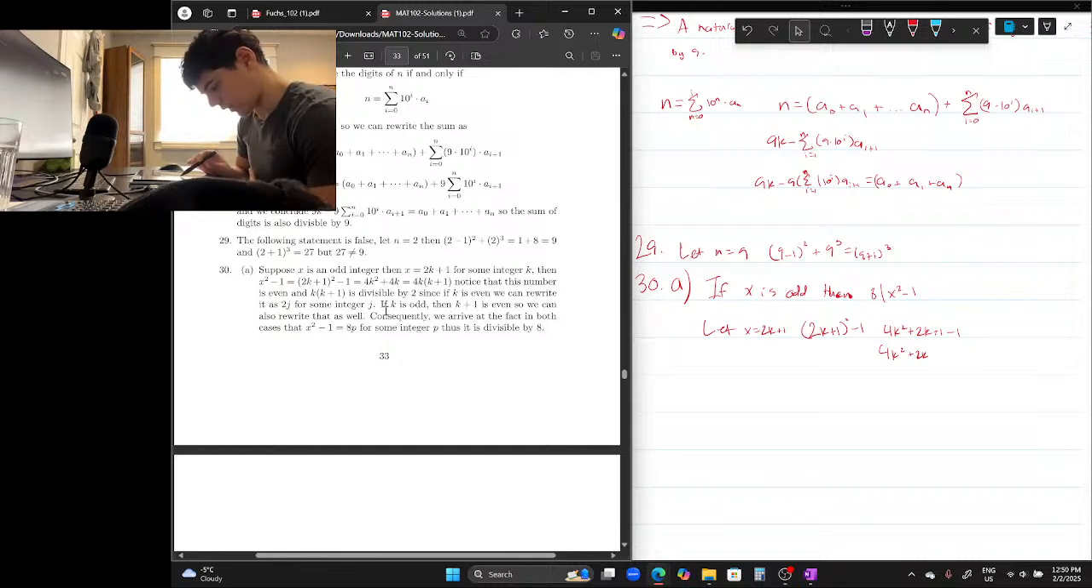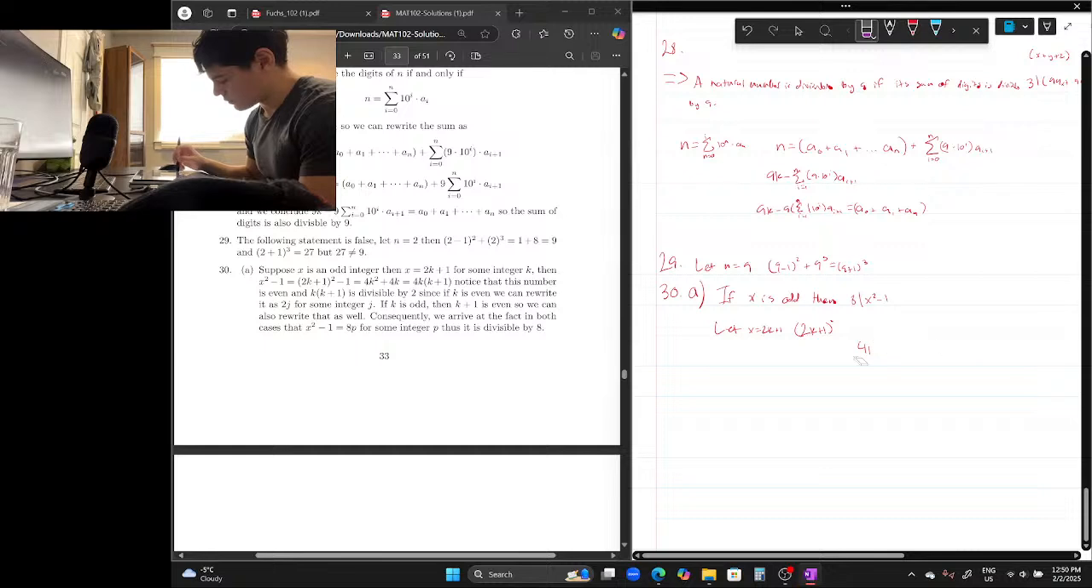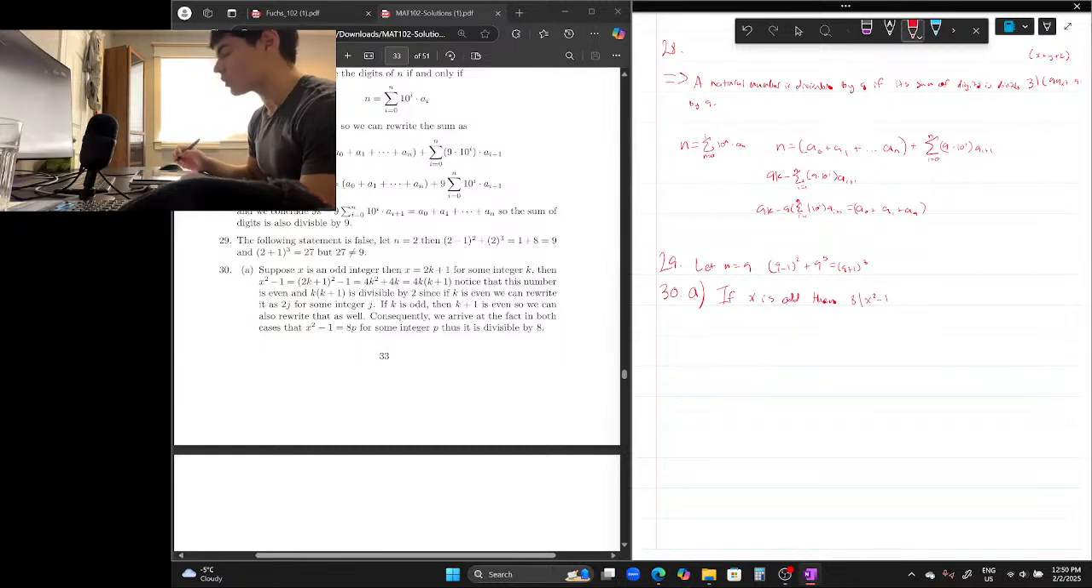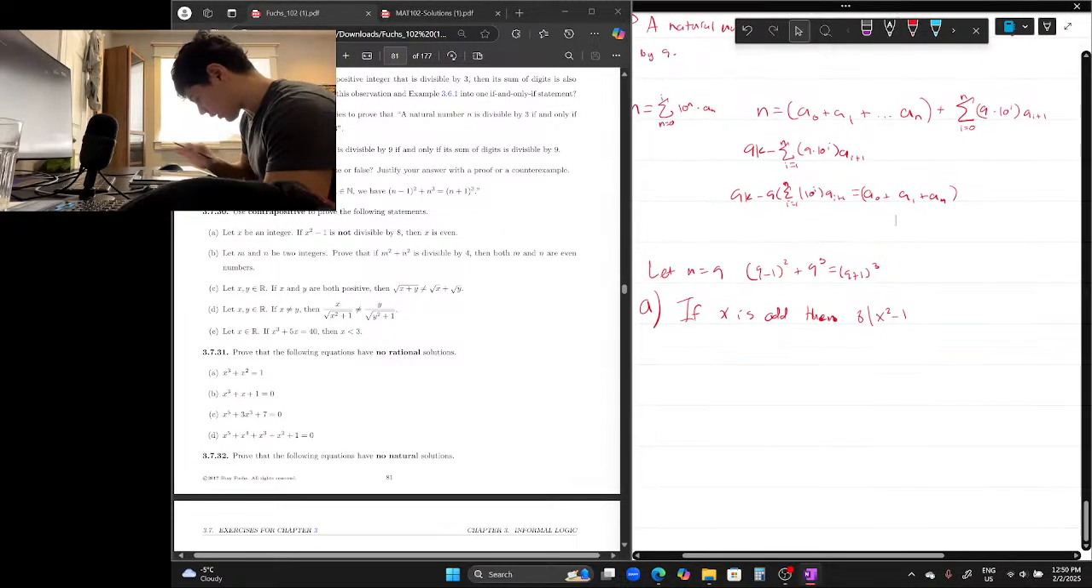Okay. If k is odd, then k plus 1 is even. We arrive at the cases that x squared minus 1 is equal to AP. Okay. So, 3. Oh, this is true. This is true. Okay, I was tweaking. My bad. I forgot the rest of the solution.